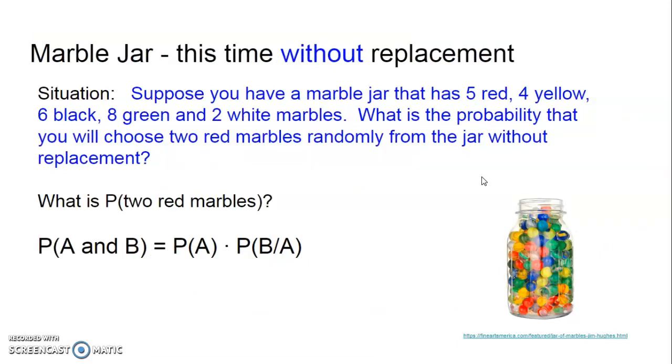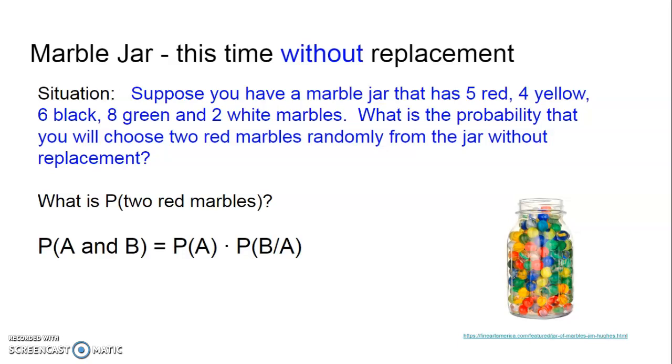All right, let's take a look at this one. In the independent probability questions, we did some marble jar questions, but those were with replacement, meaning we were going to put the marble back. In that case, it didn't matter which marble you chose the first time because you were going to put it back. In this case, we're going to do this without replacement. The without replacement is what makes this dependent.